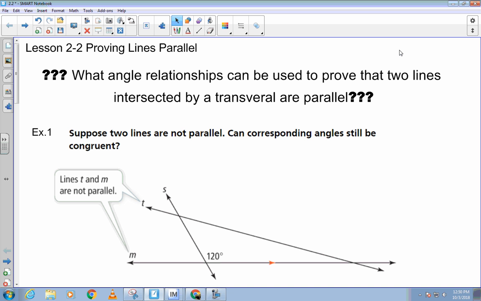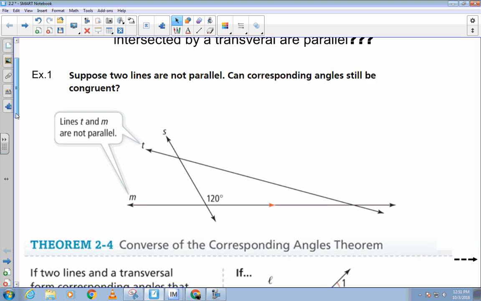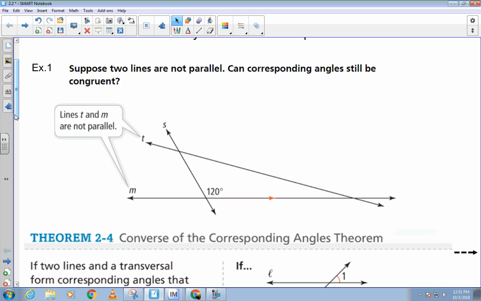S is acting as the transversal, okay? The question is, can corresponding angles still be congruent? You don't think so? Why? Any ideas? Yeah, the lines are going in different directions, right? They're not all headed in the same direction, kind of like what both of you said. Okay, so and here's a visual of it.